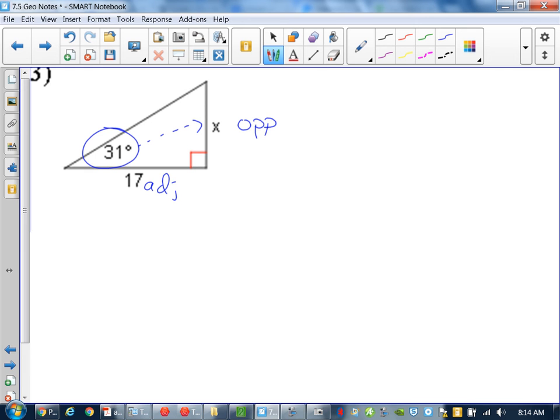It's gonna be the very bottom. Which of these three has just opposites and adjacents in them? The bottom one, the tangent. So that means the tangent of some angle is your opposite over your adjacent. Well, what angle am I working with? I'm working with 31. So the tangent of 31 is, well, what's opposite? X over 17.